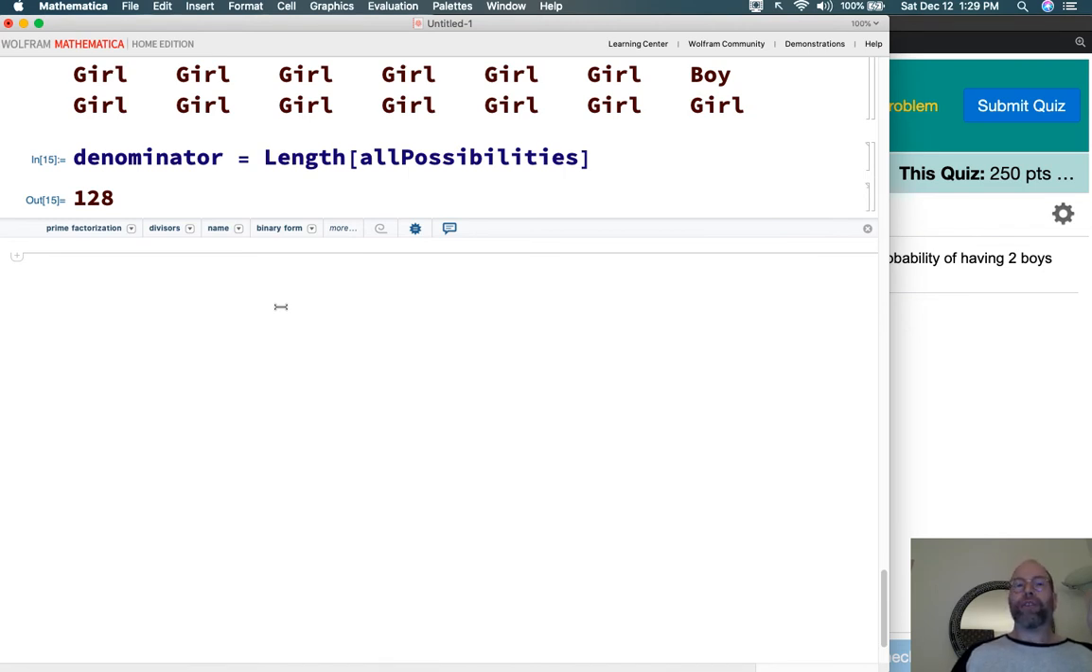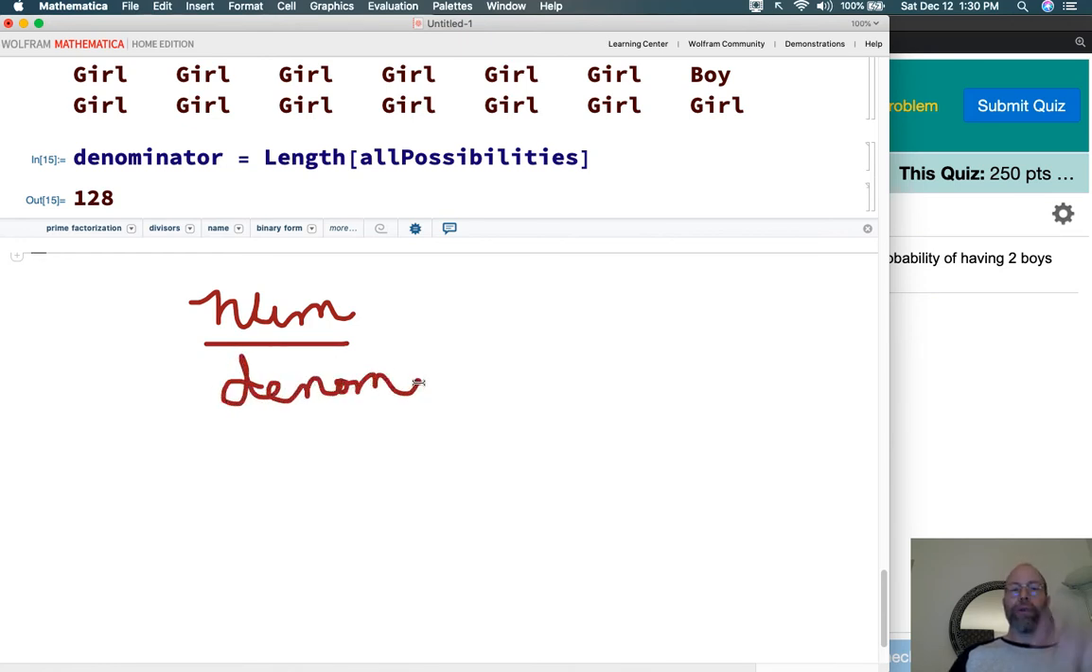Okay, so remember, guys, when you're figuring out a probability, you have a numerator and you also have a denominator.